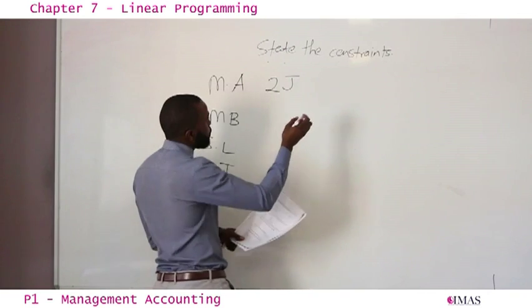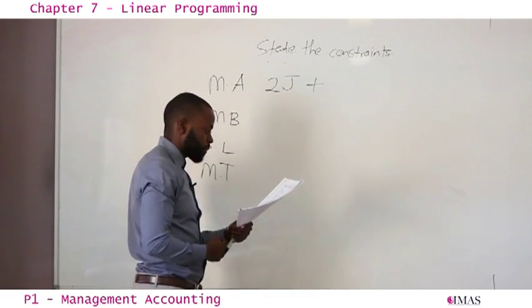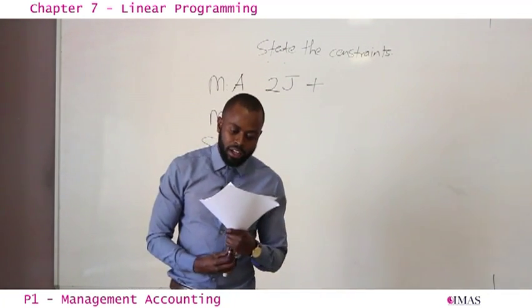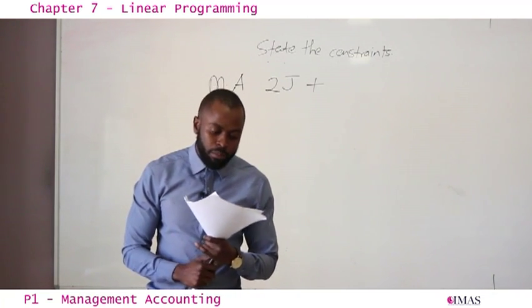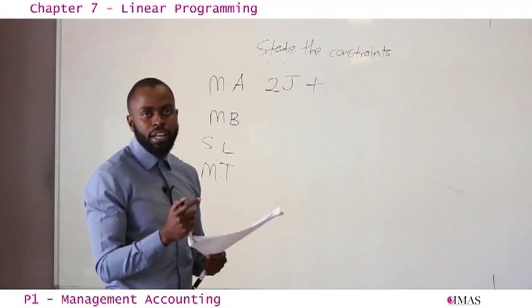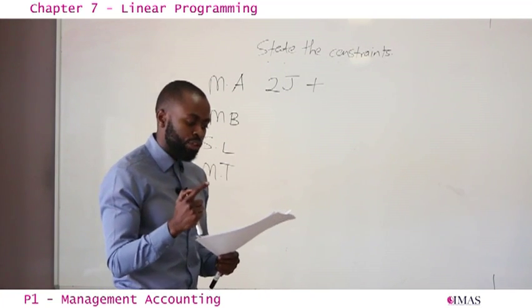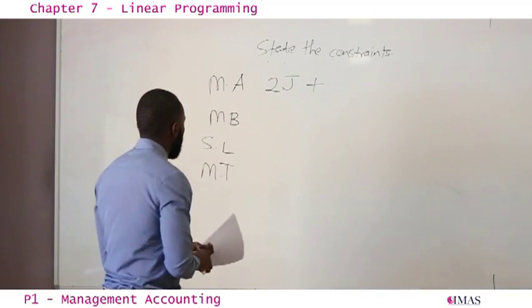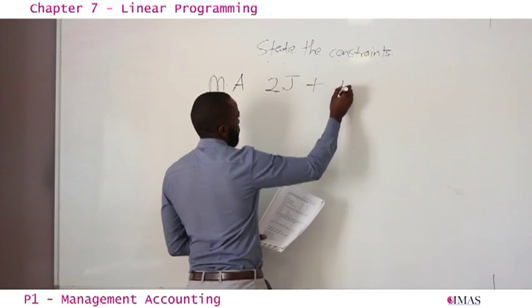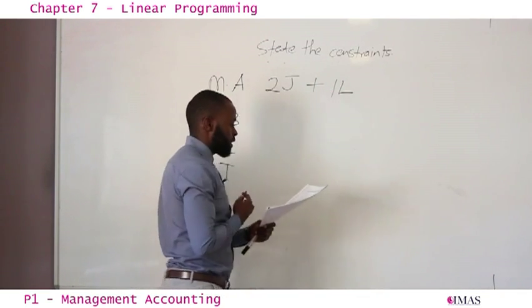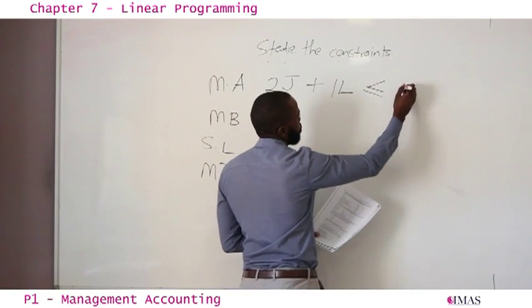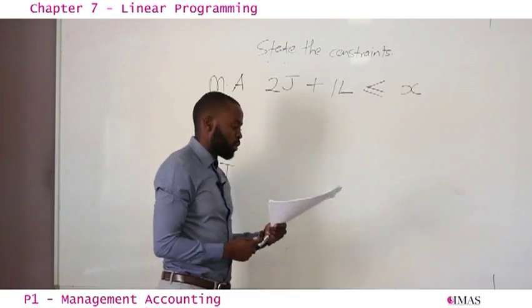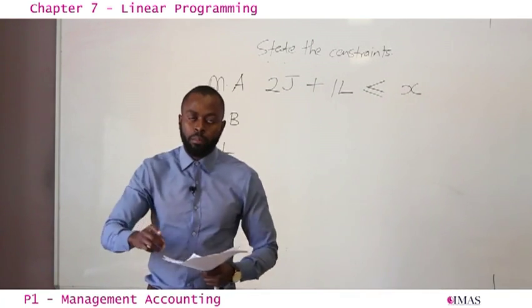So we need 2 kgs of J, and we say plus. Then for material L, we spend $10 per unit. Each kg costs $10, so it's $10 per kg. For 1 unit, we're going to spend $10, which means we only need 1 kg of L. So this should be less than or equal to an X amount. We're not told, so I'll repeat this.